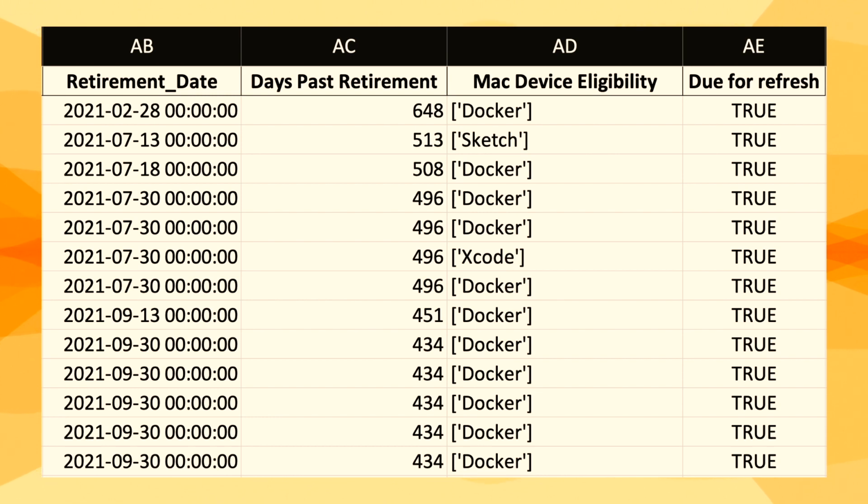Once we've got it into Excel, we can start doing some other things like filtering based on, if we were not dropping stuff that's false in this due for refresh, we could then start filtering those results and target comms only to users who meet the current eligibility criteria and are due for refresh.